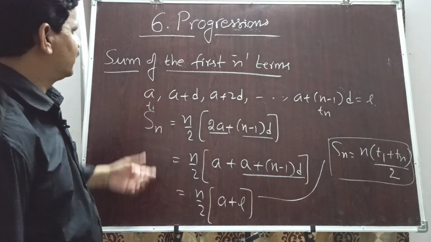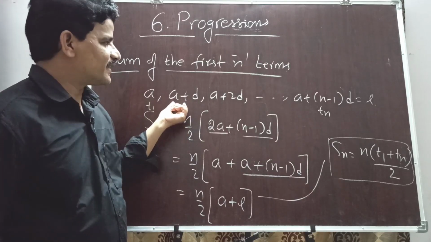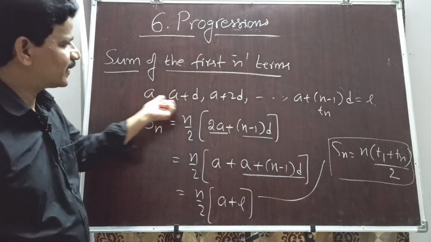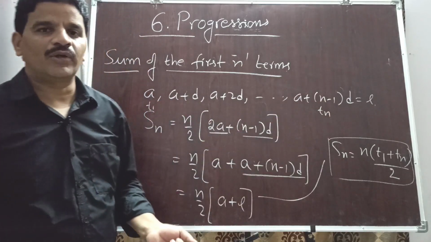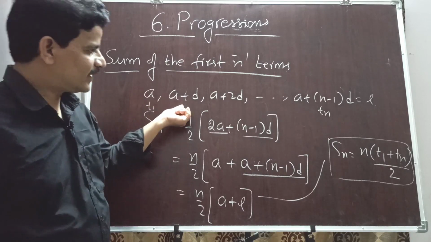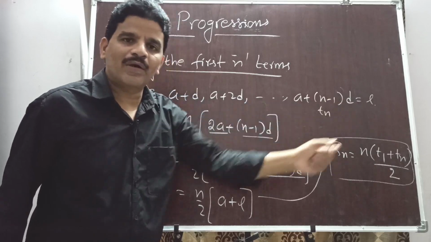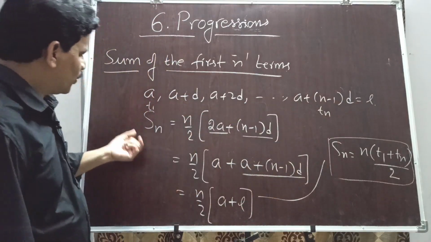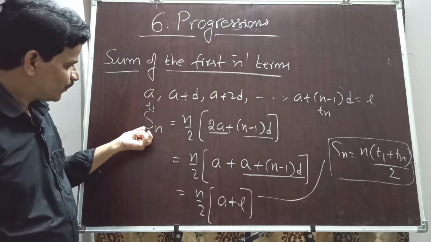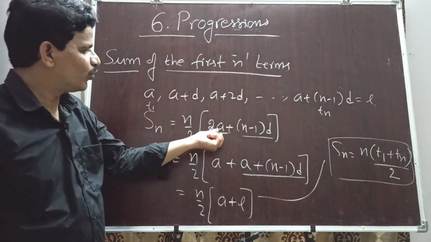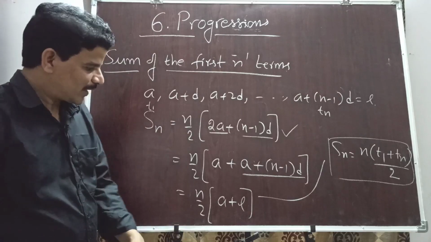I would like to summarize the concept. Sum of the first n terms. Here there is a series, a list of numbers in arithmetic progression: a plus d, a plus 2d, and so on, a plus n minus 1 into d. This is the first term t1, this is t2 and so on. This is tn, the last term. The last term value can also be represented by L. This is simply notation. Therefore the sum of the first n terms in an arithmetic progression is denoted by Sn. Sn is equal to n by 2 into 2a plus n minus 1 into d. Most of the time we use this formula, or sometimes we use the other formula.